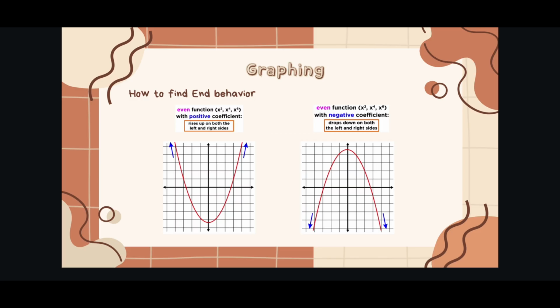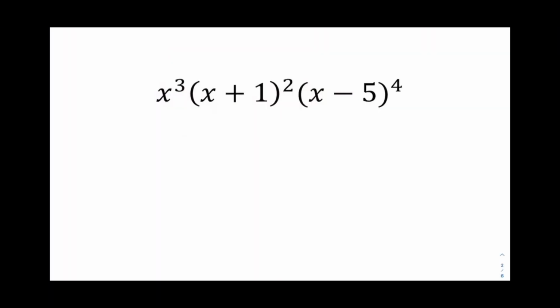To show an example problem, I'll show you a video of how to find a graph. So for the next example, same idea. We want to find the value of the leading coefficient here. Well, we have here x cubed, x to the power of 2, and then an x to the power of 4. So putting this all together, the leading term will be x to the power of 3 + 2 + 4, which gives us a leading term of x to the power of 9.